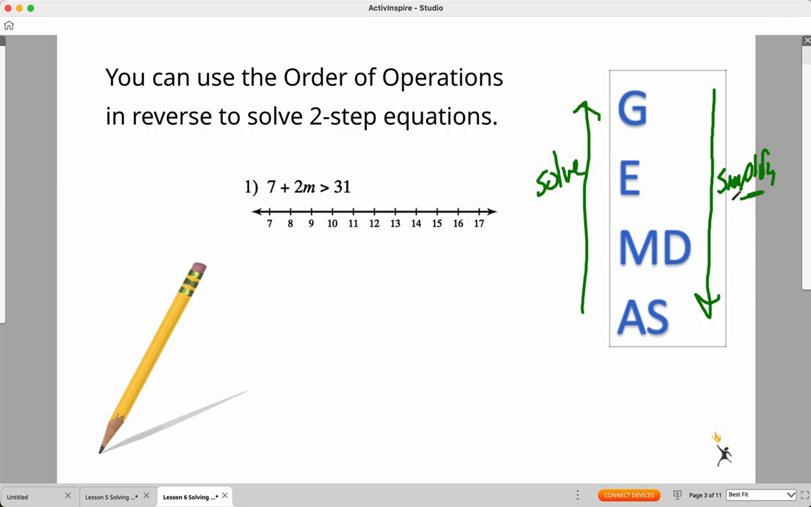Because here we're trying to find a solution. Here we have a solution. We're trying to find the beginning. Okay? So let's take a look at how we work on this one. 2n plus 7 is greater than 31.